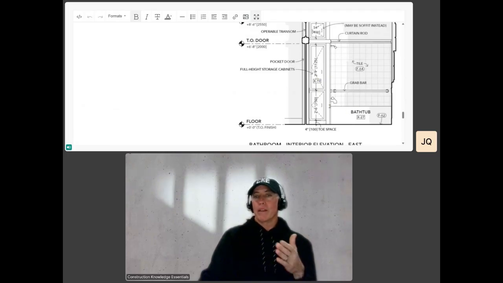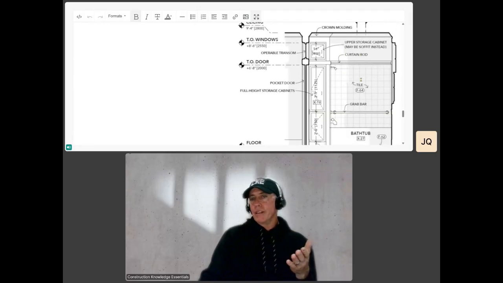Bathtub, same idea. You have your bathtub there, your step over, your spout, your shower head, and your tile. So E54 or E64, E64? Yeah, E64.